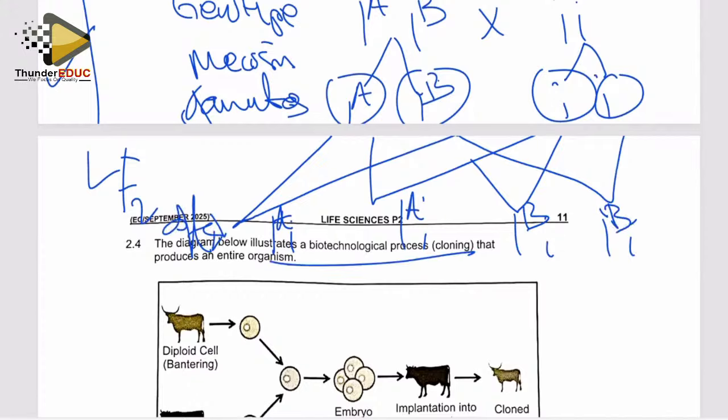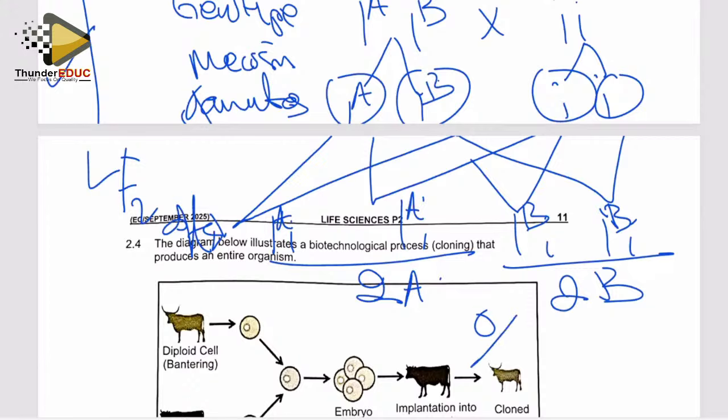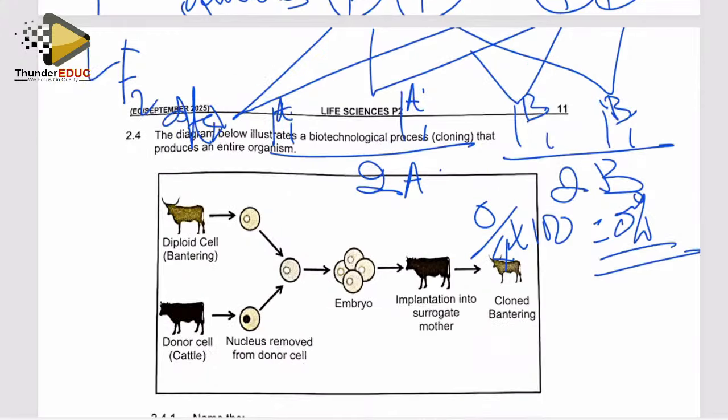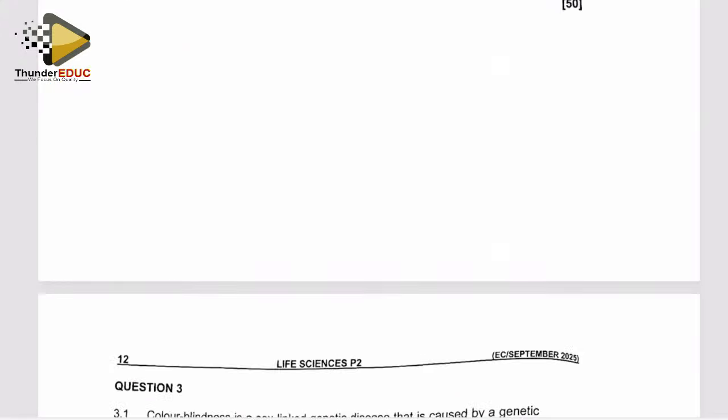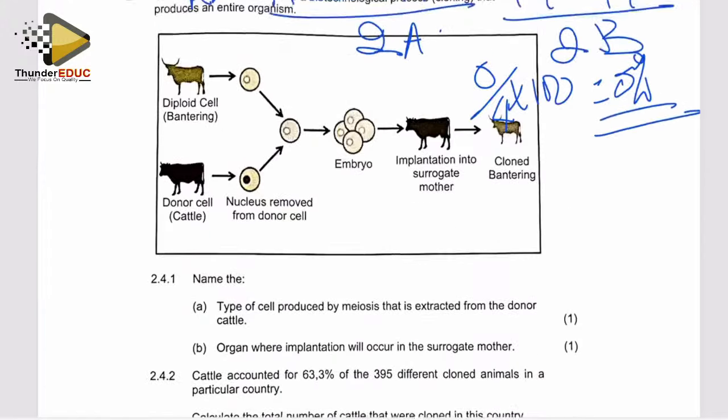So we see that these two are blood group A, and then two are blood group B. So we don't have any chance for someone to produce blood group O. So it means 0 out of 4 times 100, which gives me 0%. So the probability to produce this kid is going to be 0%. Then we go to the next question.